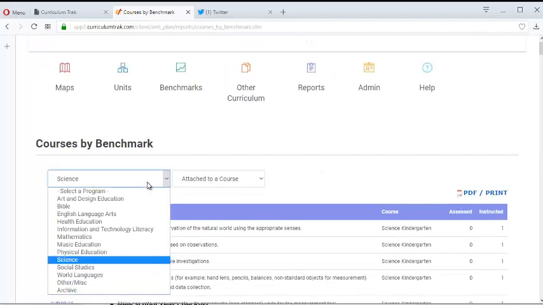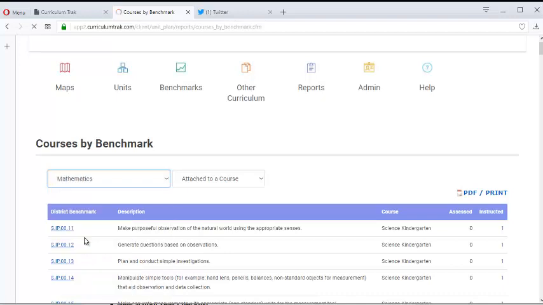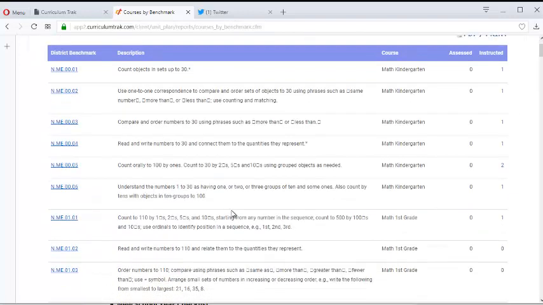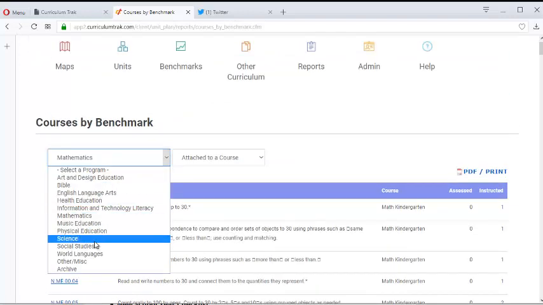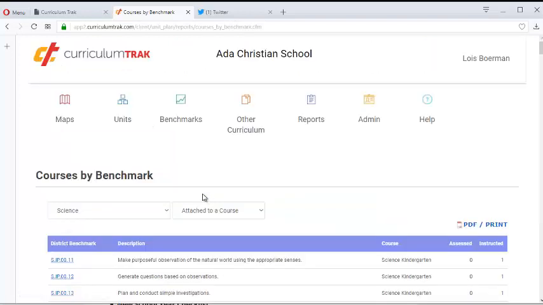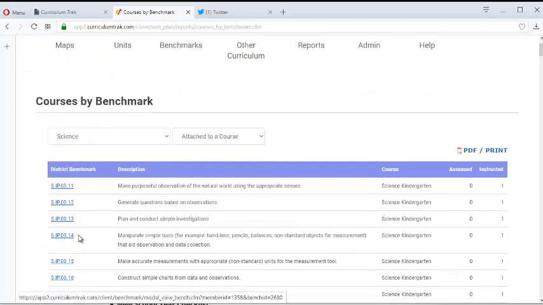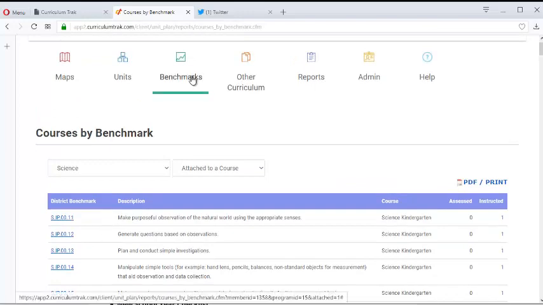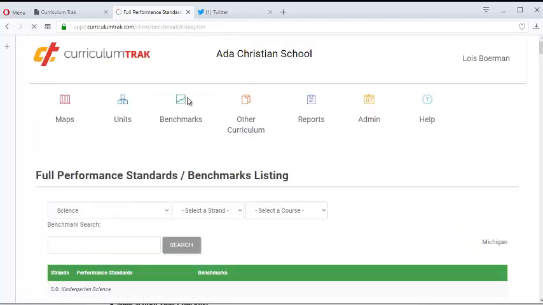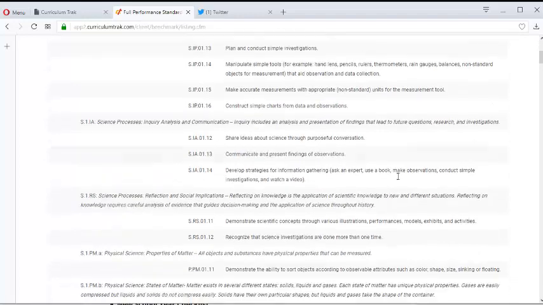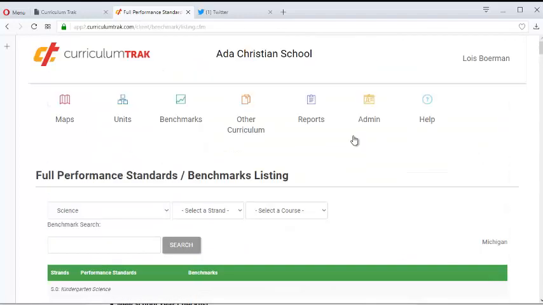So right now I'm looking at the science benchmarks. I could change to the math and go to whatever program I want. Let's just stay in science. And what it does is it lists all the benchmarks that you currently have for science. Those can be seen here as well. So it's taking all these benchmarks in the order that they were uploaded for you.